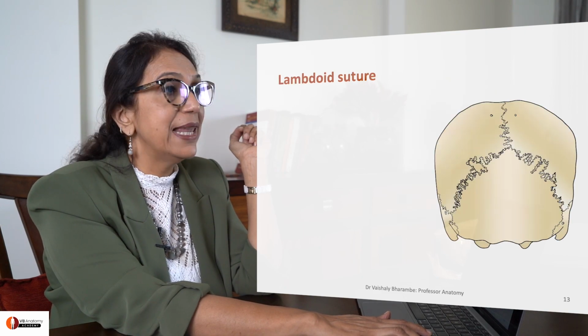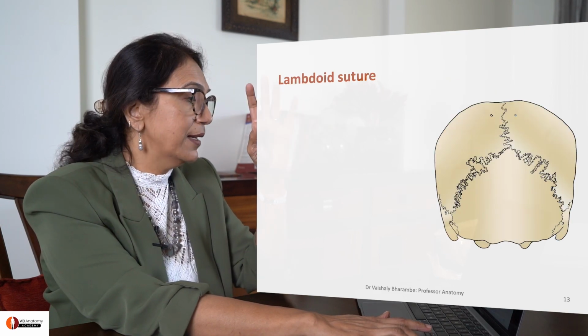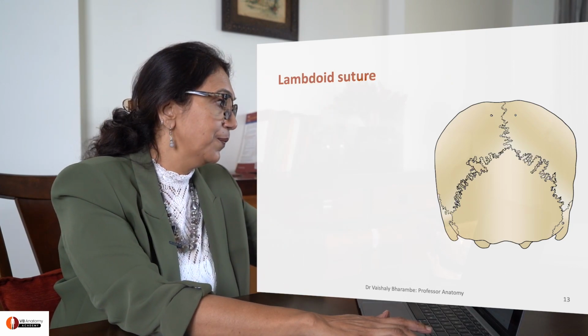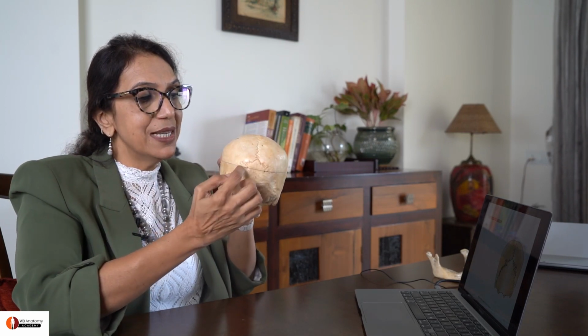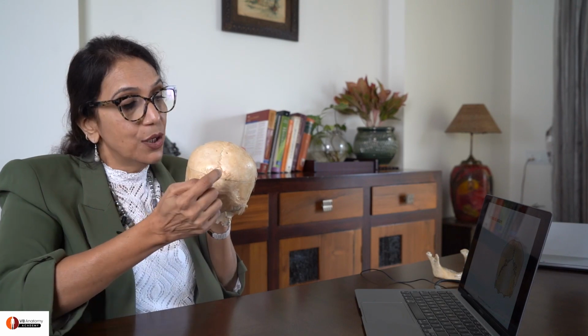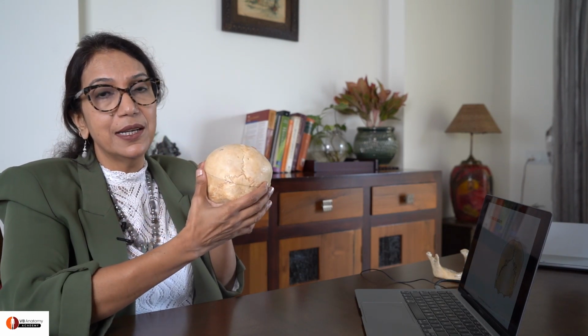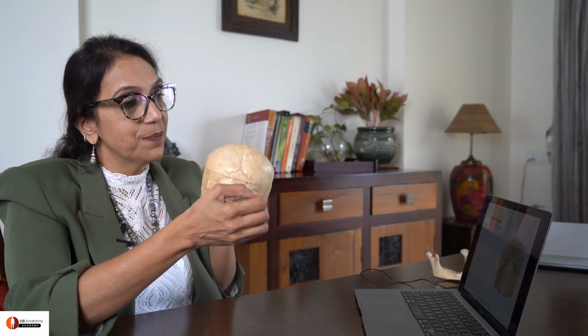Now what you're seeing is the lambdoid suture. Understand that? Pay attention, everyone. So this was Norma Verticalis, right? Now the only thing I've done is tilt it a little bit for you to be able to see the lambdoid suture a little better. Here is your lambdoid suture, best seen when you turn the skull a little bit. I advise you to do the same.